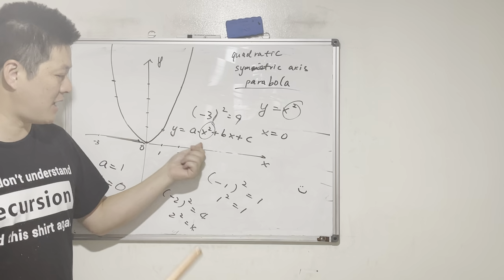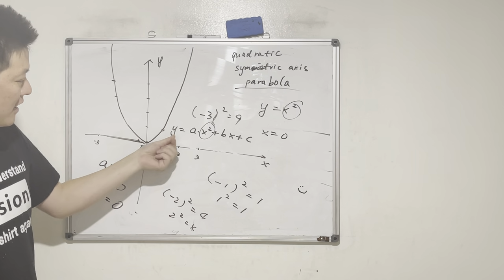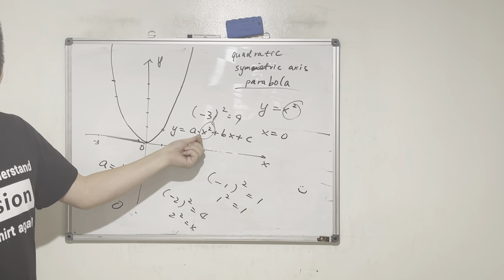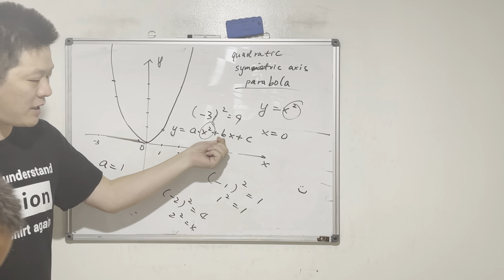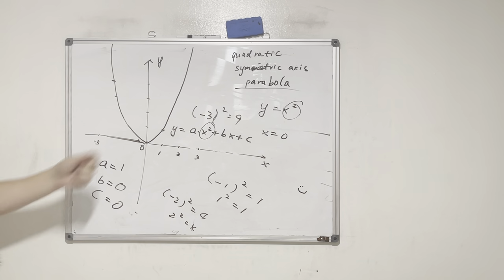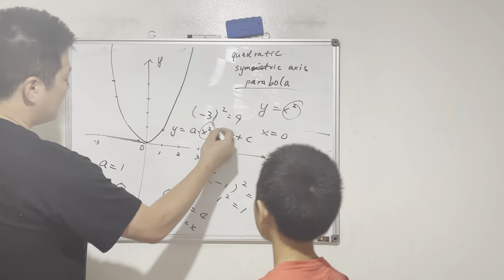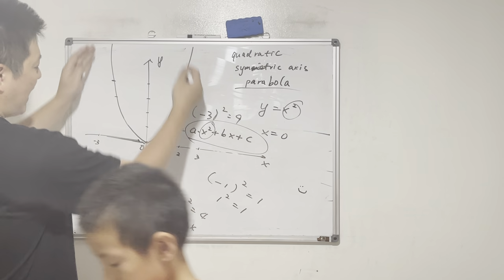A is the constant that comes before the quadratic term, right? And b is the linear term. c is the constant, right? And why is it useful? Because we can draw this, like that.